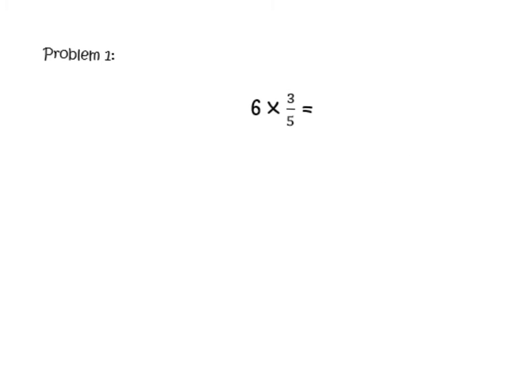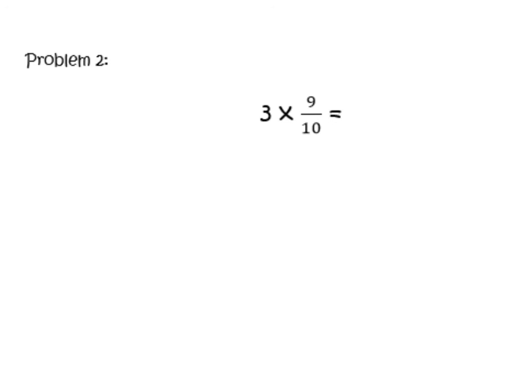Let's look at problem 1. First multiply the whole number by the numerator. The denominator will stay the same. Go ahead and solve. Pause the video while you work and replay when you are ready. 6 times 3 is 18. The denominator 5 stays the same, so the answer is 18/5.